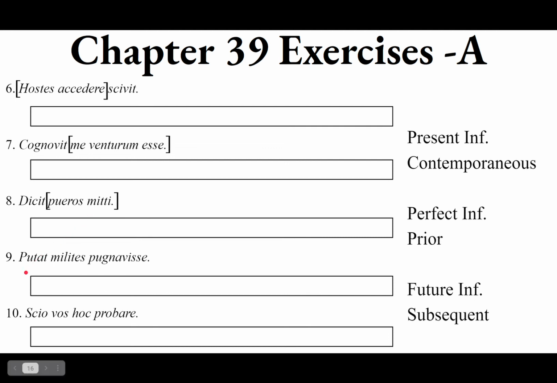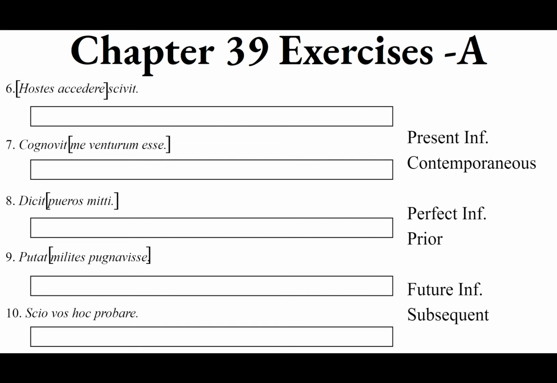Nona, sententia nona. Putat milites pugnavisse. So putat, he, she, it thinks, fancies, imagines. Puto, putare, putavi, putatus. It's the root of compute, computer, to think. What do we think? What does he, she, it think? Substantive noun clause. That milites pugnavisse. Miles, militis, masculine, soldier. And then pugnavisse is the perfect active infinitive of pugno, pugnare, pugnavi, pugnatus, to fight.